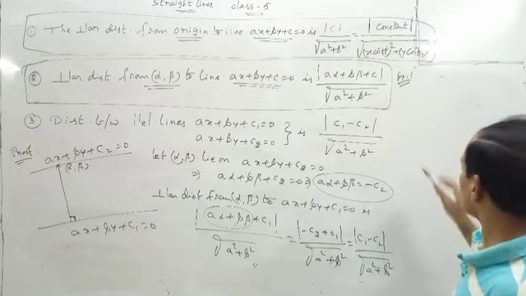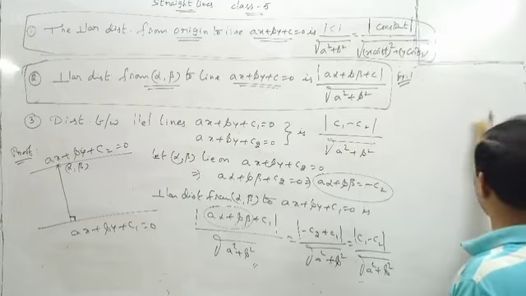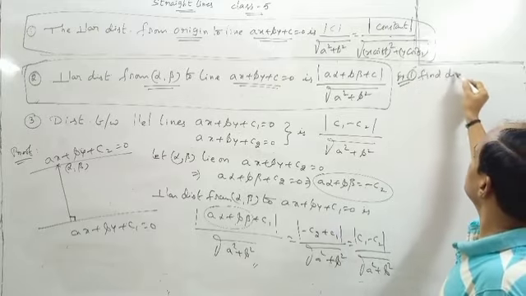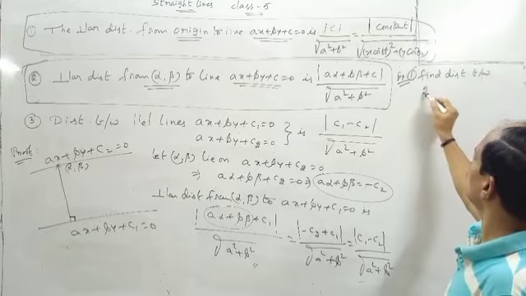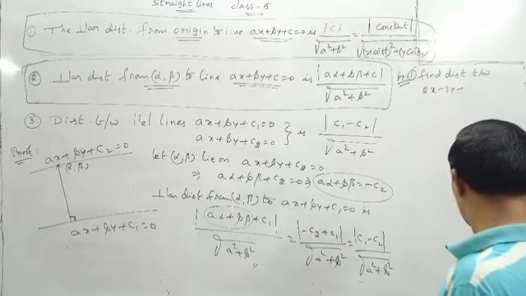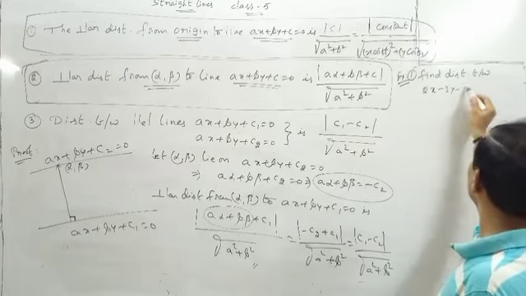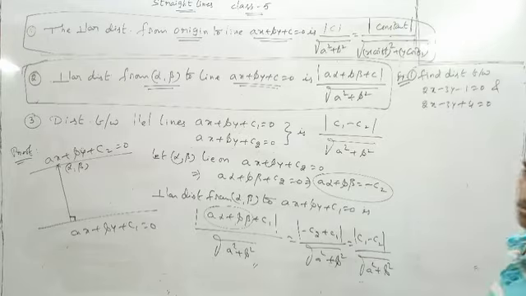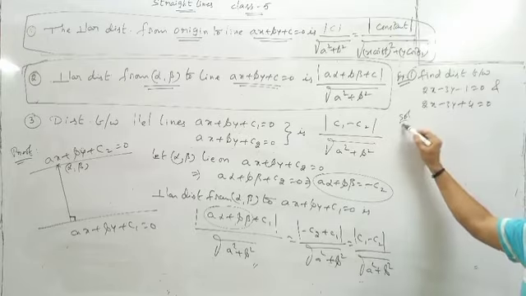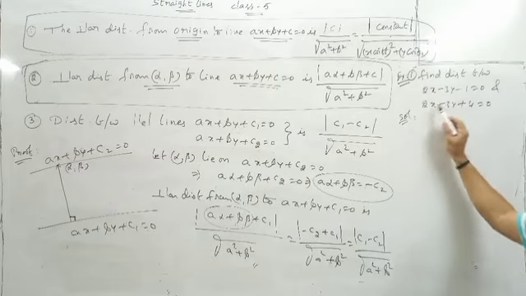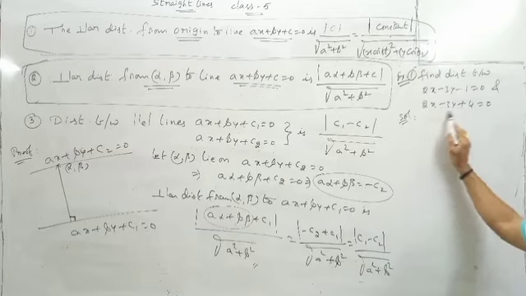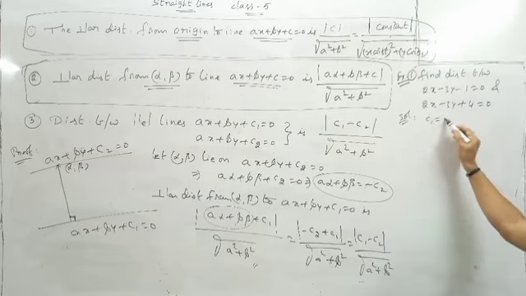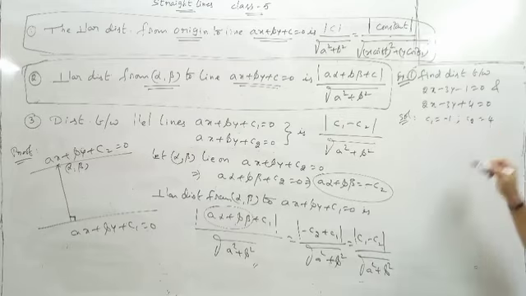Example 1. Find the distance between 2x minus 3y minus 1 is equal to 0 and 2x minus 3y plus 4 is equal to 0. What about the solution? You observe these two. They are parallel lines. So what about our formula? c1 minus c2. What is c1? Minus 1. c2 is equal to 4.